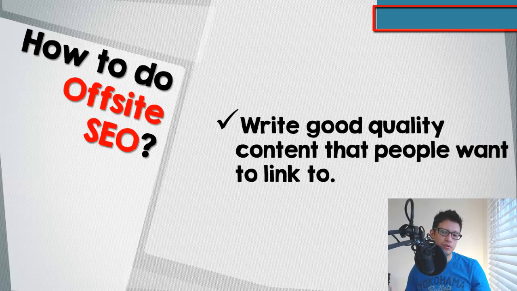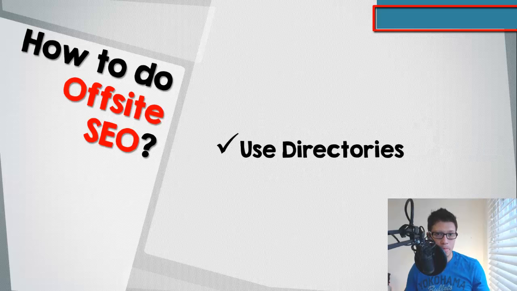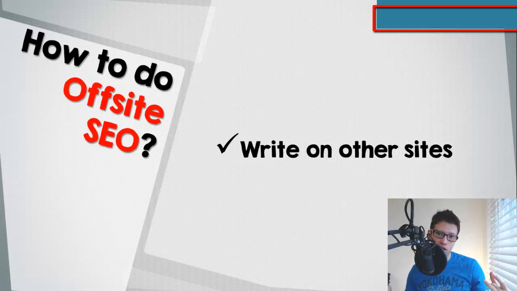Also, the most important thing is to write good quality content that people will like to link to. If you write good things, people will like to link to your site. Simple as that. Also, use directories. Put your site into a directory so they will be able to find you, and they will be able to know what type of content you have. Another way to create these backlinks is writing on different sites. Not only write on yours, write somewhere else. Create videos on YouTube. All those are backlinks.